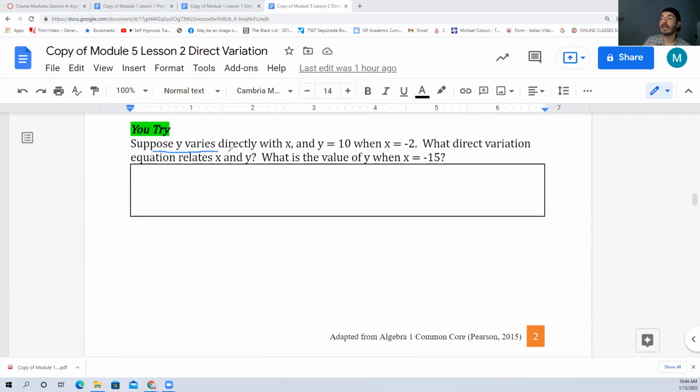So y varies directly with x. So I know that y is going to be equal to some constant, I'm going to name it k, times x. I also know that when y is 10, x is -2. So when y is 10, there is some constant k by which I can multiply -2 to get to 10. So I'm going to divide both sides by -2. I know that this goes to 1, and I know that 10 divided by -2 is -5.